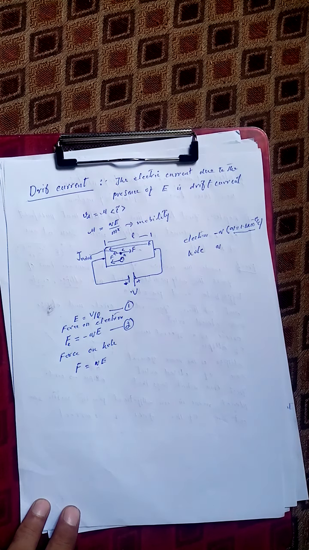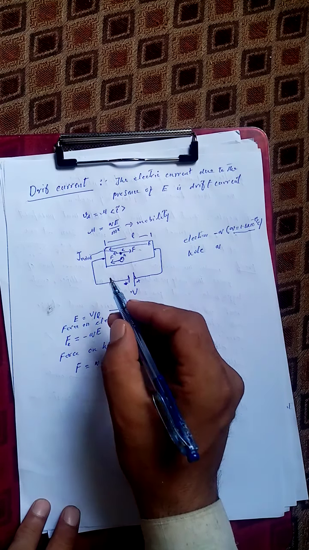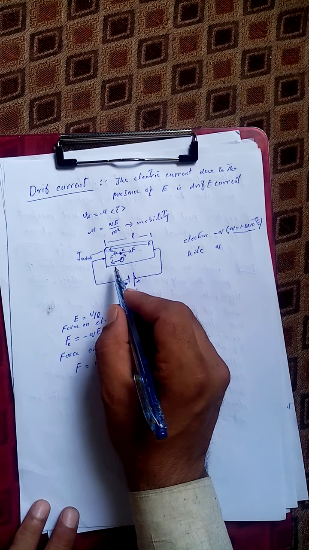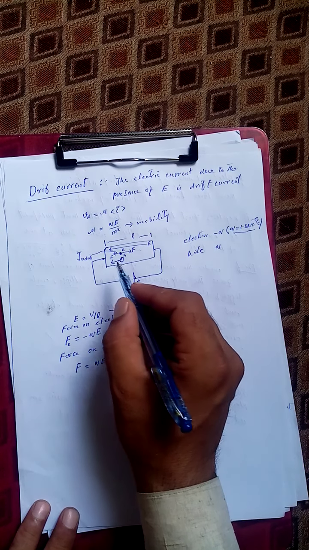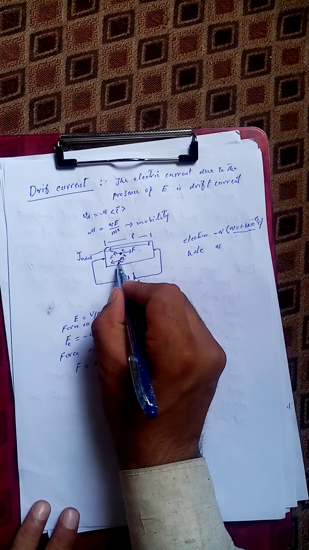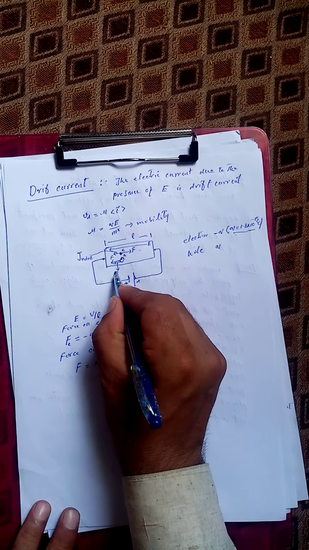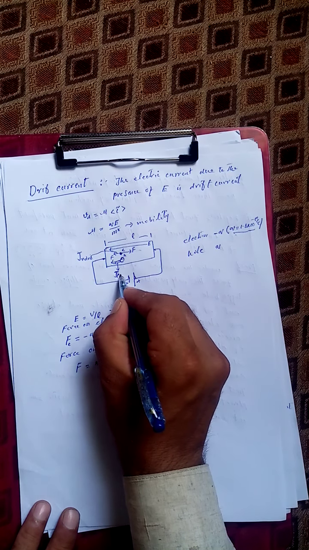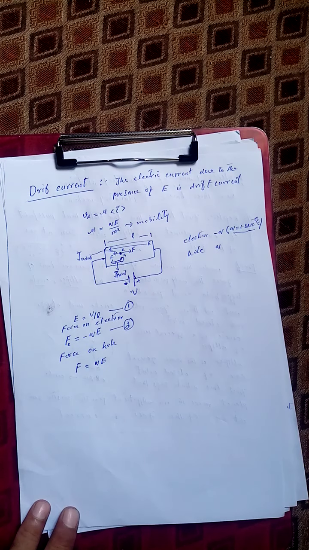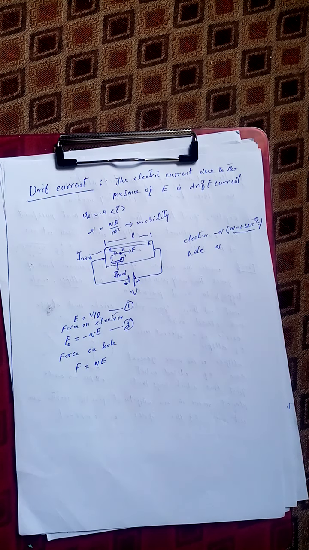And the drift current density, similarly, the current density of hole, which is denoted by, this is force, and its direction is this one, Jp, P for holes, drift, which is in the same direction as the flow of hole, because the conventional current is in the direction of the flow of positive charge.